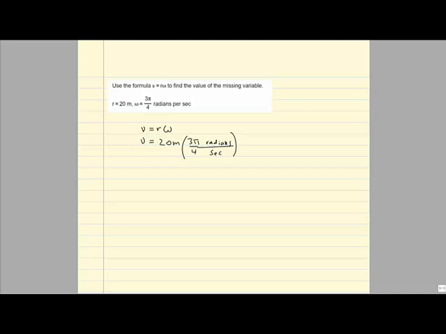So the 3 pi over 4 radians per second. Remember, radians isn't a unit of measure like inches or feet or meters, so we really don't even need to include it. So we should be left with meters per second when we're done. If we want to, we could write this as 20 over 1. 4 goes into 20 5 times. So I'm left with 5 times 3 pi meters per second. So 5 times 3 is 15 pi meters per second.